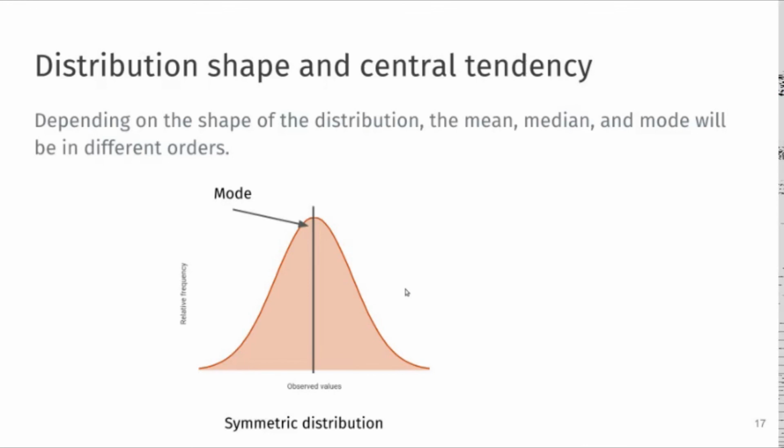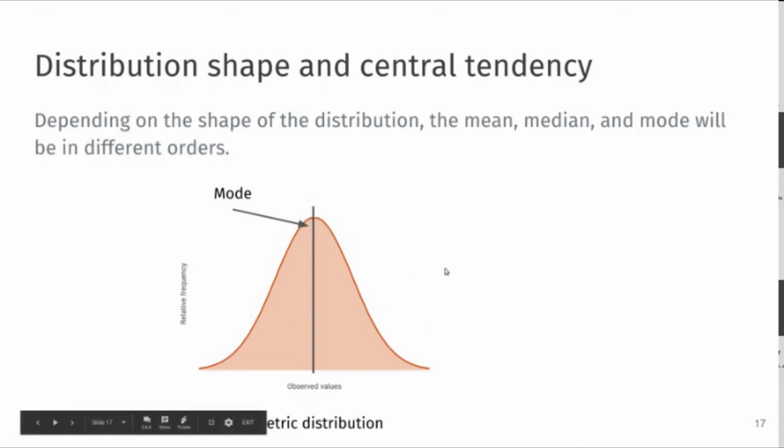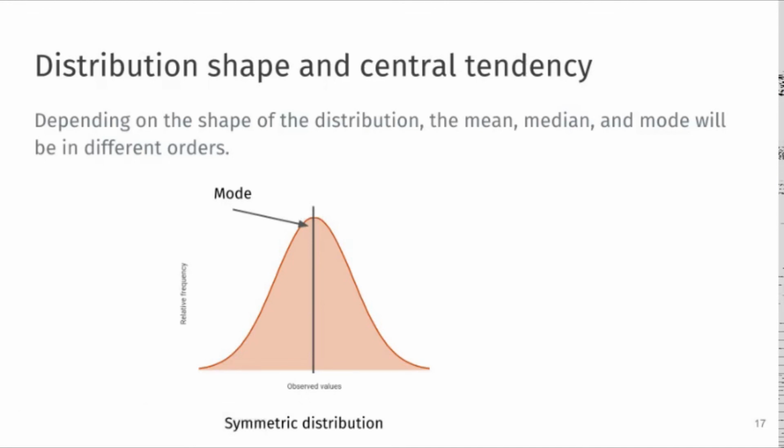So to remind everyone, although the mode is the most common value, the median is the midpoint of the data. It splits the observations into two equal halves. And the mean is the balance point of the data. It tries to find a compromise between all the observed values. So thinking about that, where would the median and the mean be in this kind of distribution?